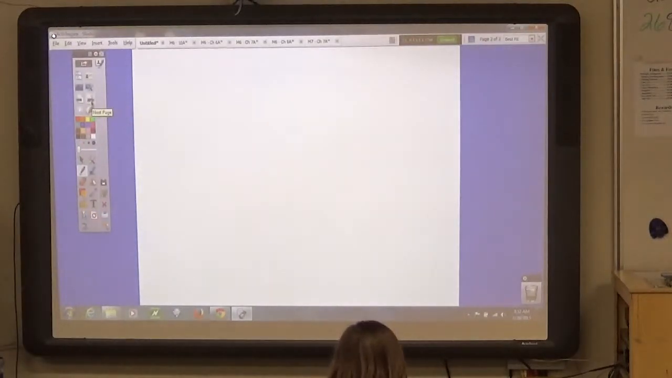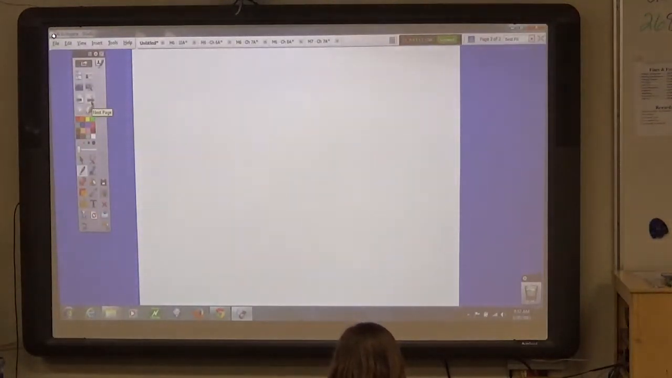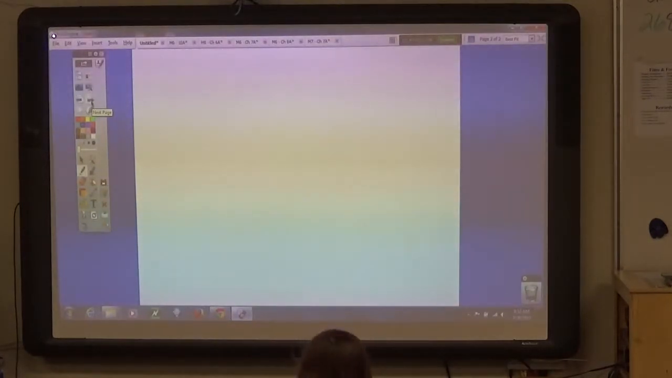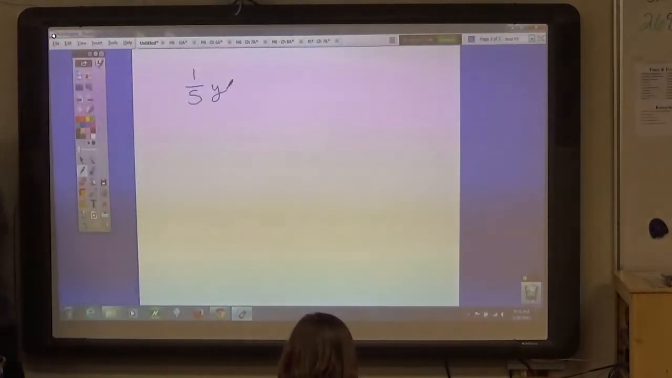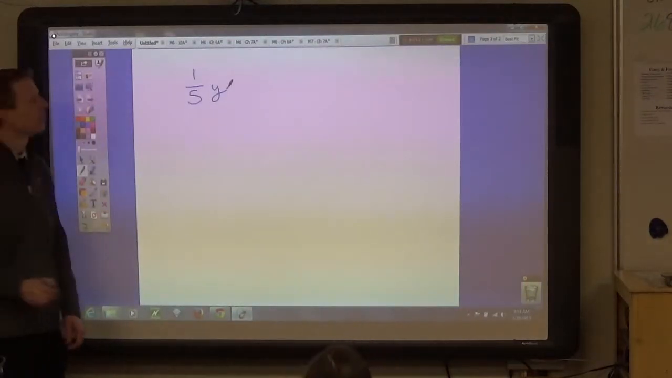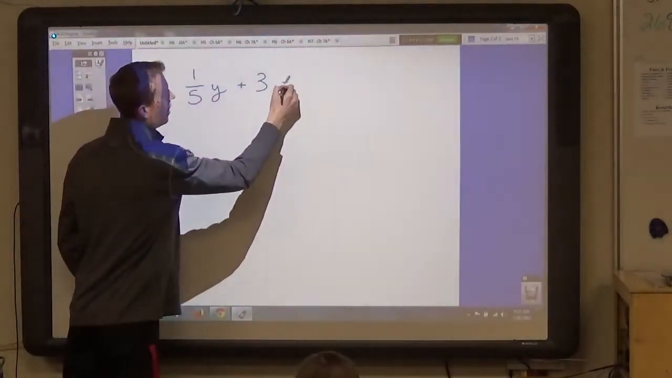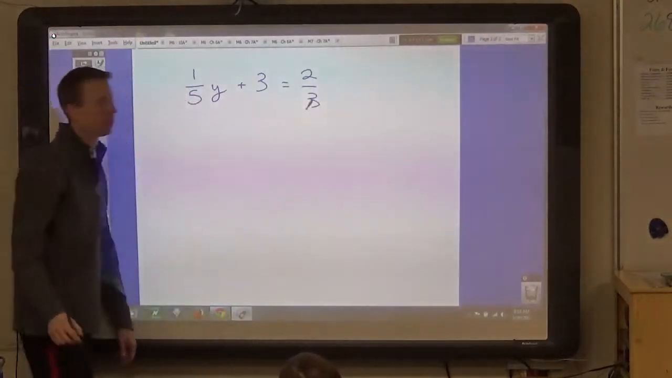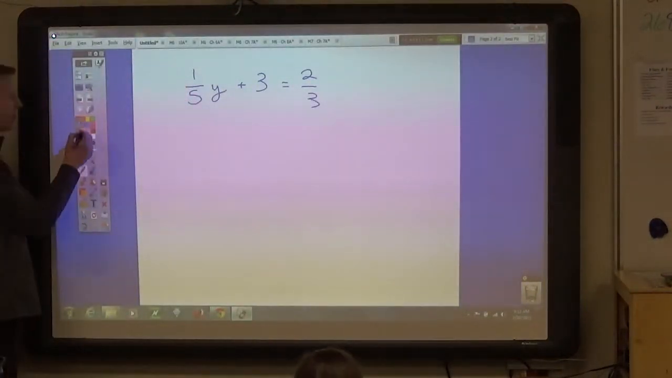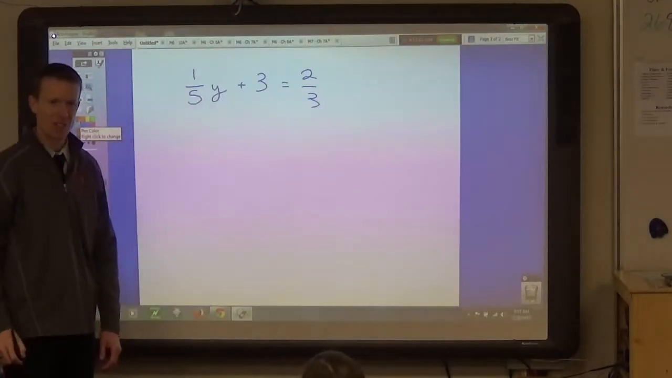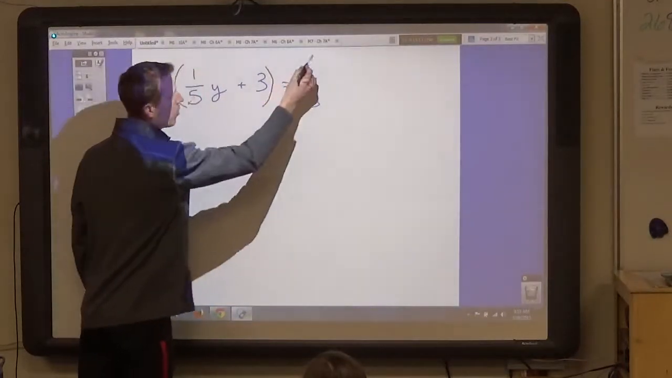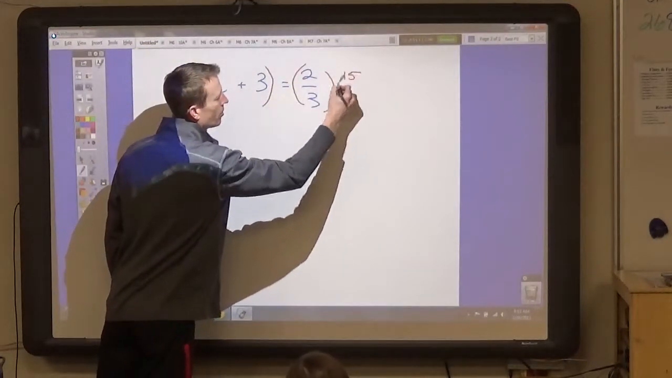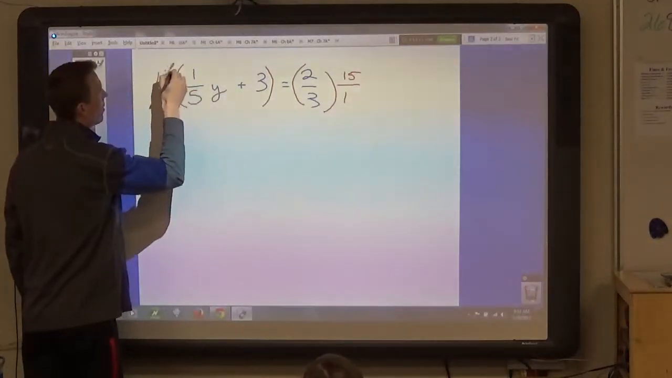How about one more? Let's get rid of the fractions in one. Let's do number 8: 1/5 y plus 3 equals 2/3. Let's just get rid of these fractions. What's a common multiple that we could multiply by? 15. So put parentheses around each one and you use 15 over 1.